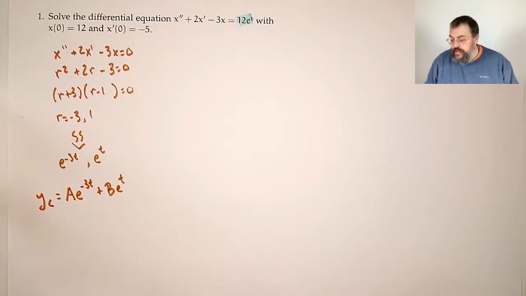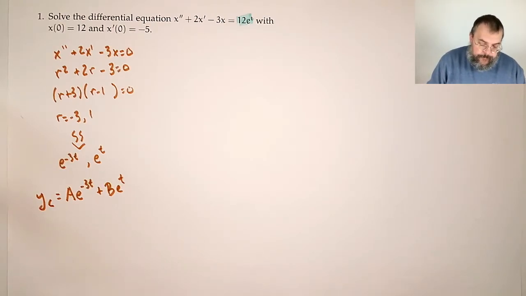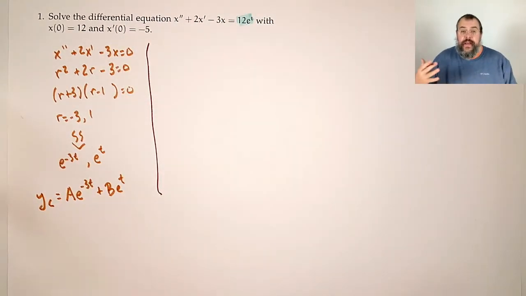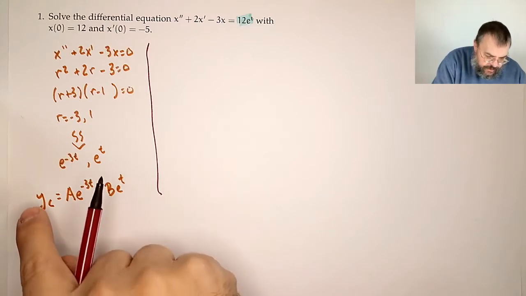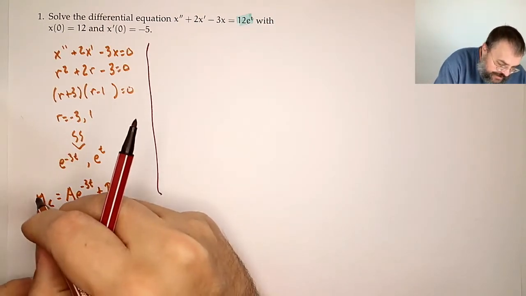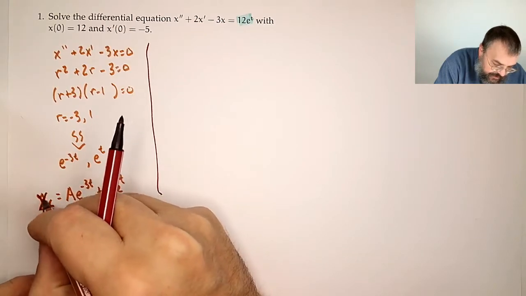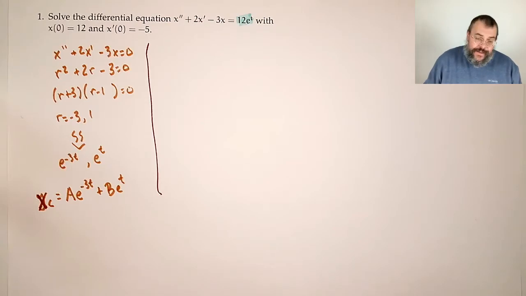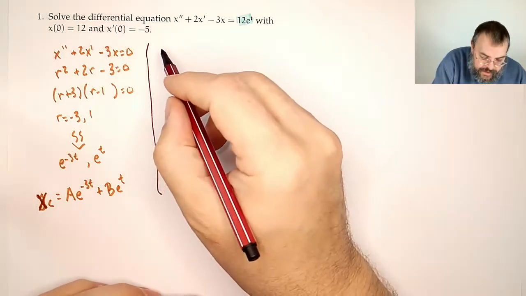Now we transition and say, all right, let's tackle the non-homogeneous part. And so for that, we need to guess a solution. And I don't know why I put y here. That should be an x. X, c. There we go. So, particular solution. All right, x, p.